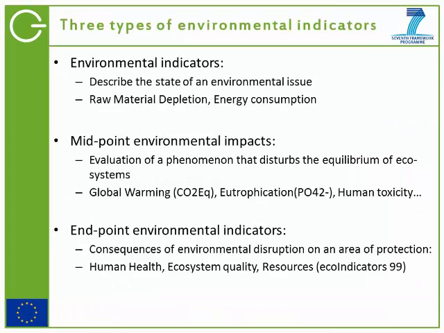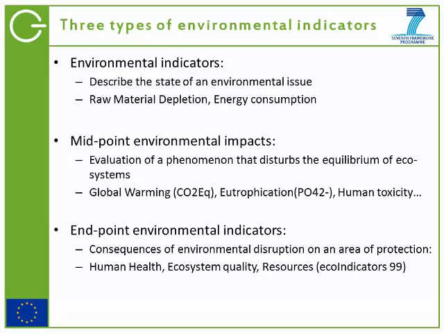In addition to the environmental indicators that describe the state of an environmental issue that is not a disruption of an ecosystem, environmental impacts are separated into two categories: the midpoint and the endpoint. The midpoint indicators, which are the most commonly used, evaluate the importance of the disruption to the balance of an ecosystem: balance of the global climate for global warming, balance of the nutrient content for eutrophication, balance of damaging substances for toxicity. The endpoint indicators represent the consequences of an unbalanced ecosystem.